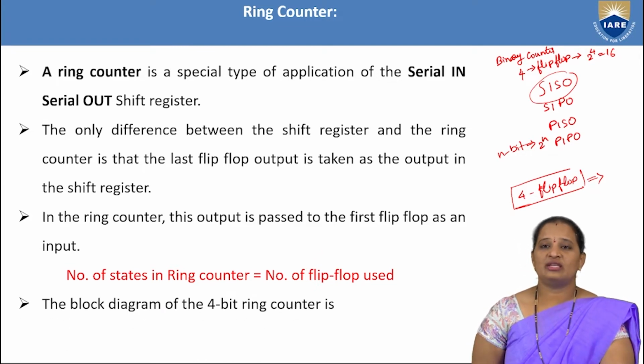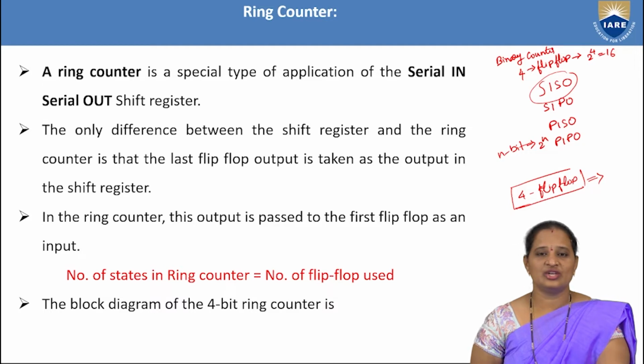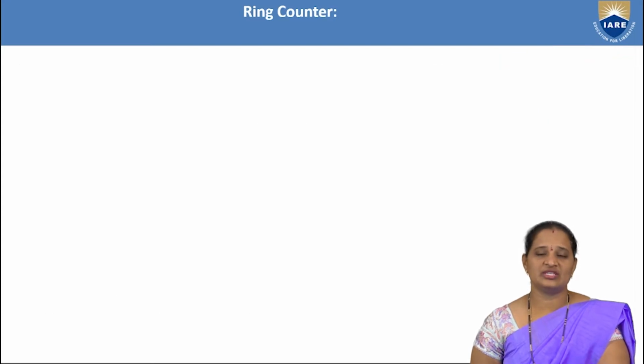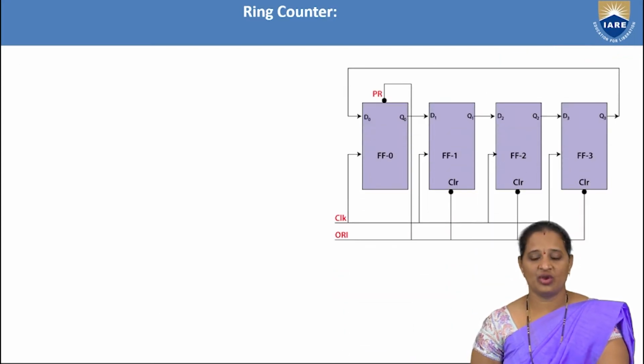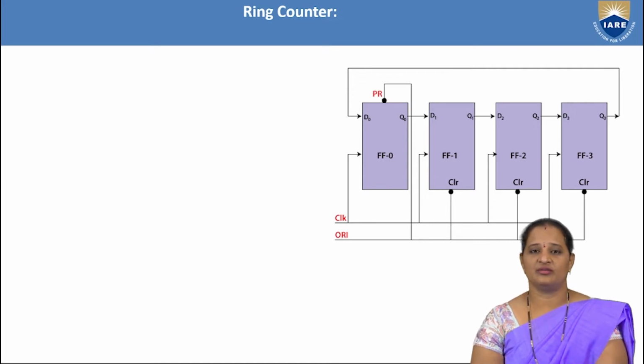Now let us see the block diagram of a 4-bit ring counter, where we are using 4 flip-flops. In general, in the design of counters, we always prefer the D flip-flop, which is a data flip-flop. We all know the operation of the D flip-flop. Whatever data we give, the state of the flip-flop will be equal to that data. If the data is 0, the next state is 0.